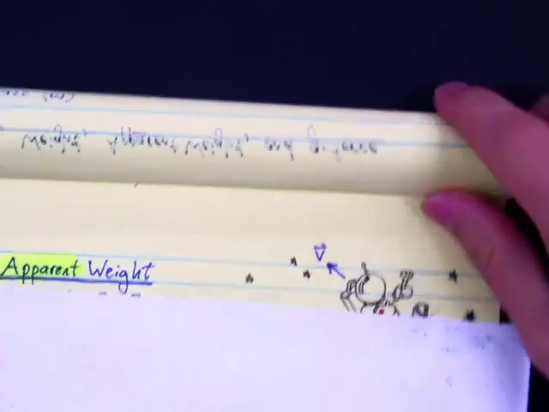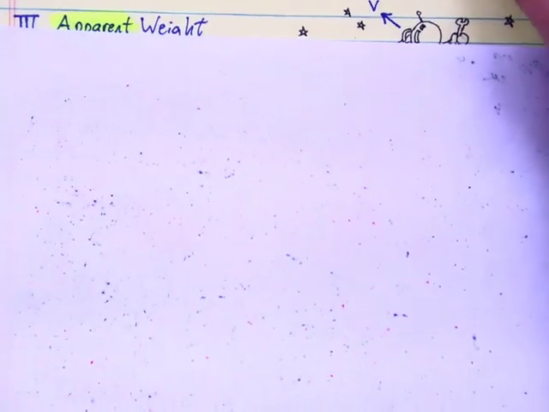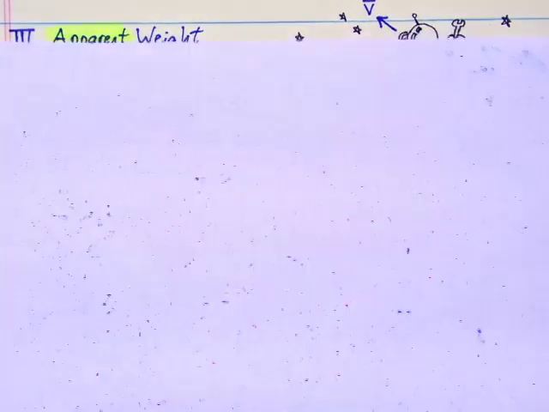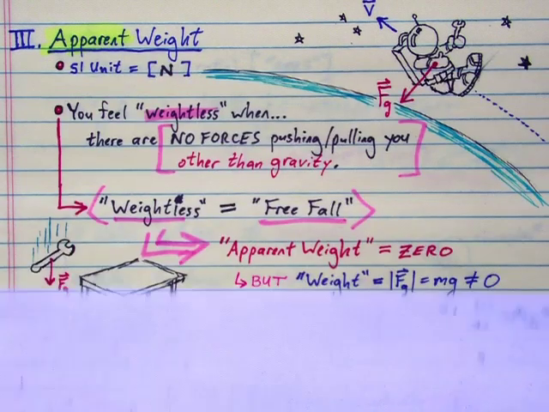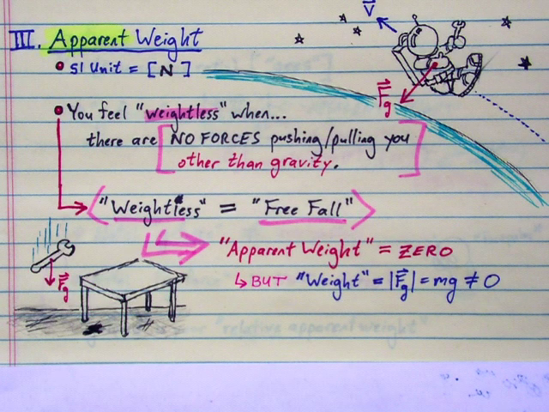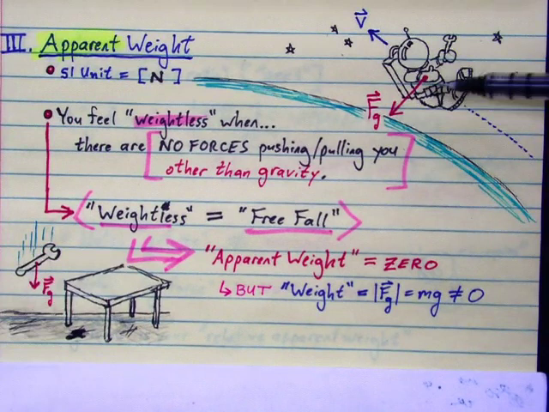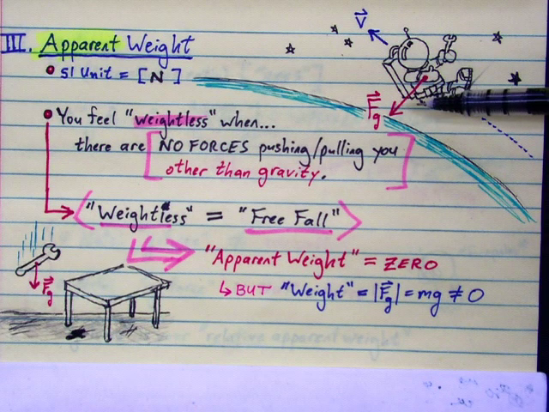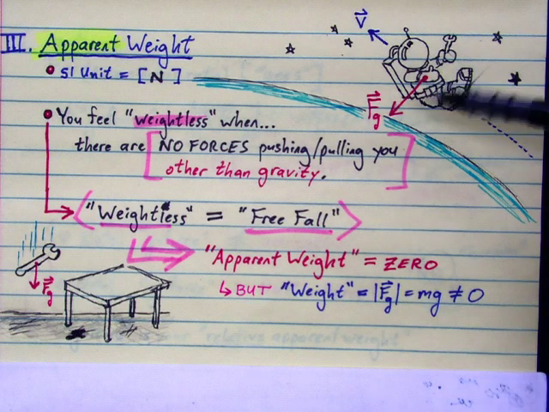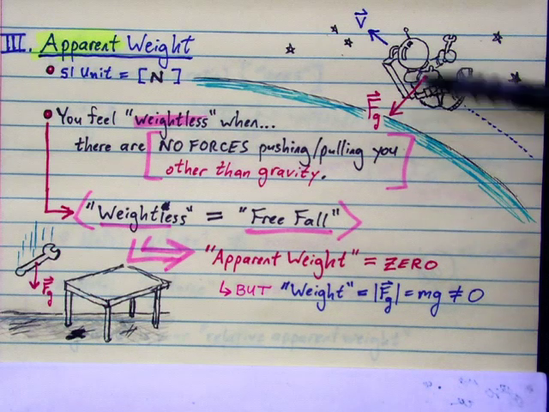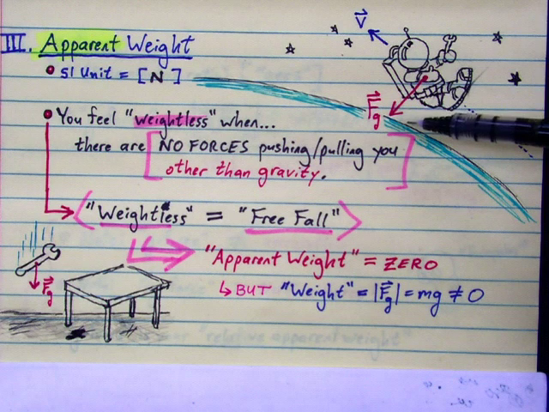That brings us to apparent weight, number 3. The thing is, you don't actually feel the force of gravity pulling on you. Astronauts in orbit are described as being weightless, even though the force of gravity is pulling on them. And so, by definition, their weight, the force of gravity pulling on them, is not that much different than it is down on the surface. Their weight is not that much different than it is down on the surface. Nevertheless, we say that they are feeling weightless.